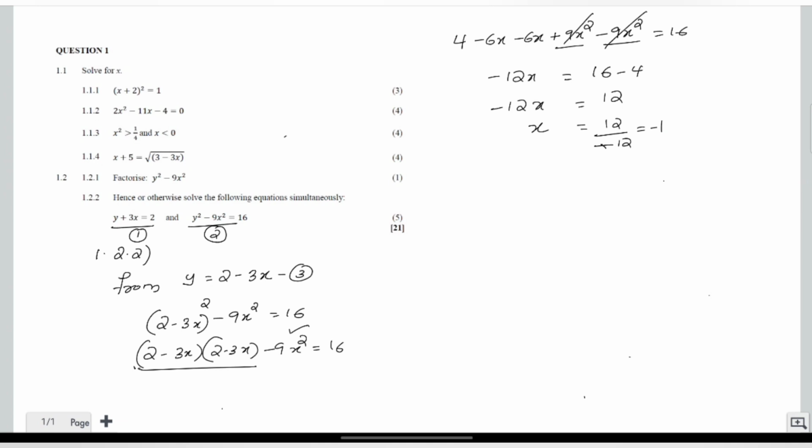Here in this simultaneous equation, normally when you do it you will get 2 x values, but here there is only 1 x value. Okay, now that x value, substitute in any equation where x and y are together. So I'm going to choose equation number 3. In 3, y value is equal to 2 minus 3 times minus 1. It's going to be y is equal to 2 plus 3, which is going to be 5. So the x value is equal to minus 1, y value is equal to 5.